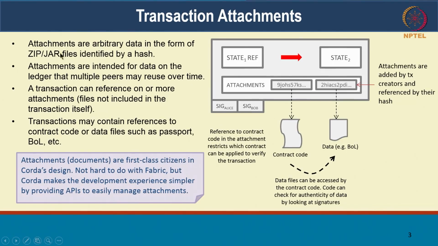These attachments can be arbitrary data in the form of zip or jar files identified by a hash, and the jar files are typically for contract code reference itself. Attachments are intended for data on the ledger that multiple peers may reuse over time, so this is supporting documentation in some sense. A transaction can reference one or more attachments, and it may contain references to data files also. For instance, it can refer to an identity document, or a bill of lading, which is a trade document if you're doing trade finance.